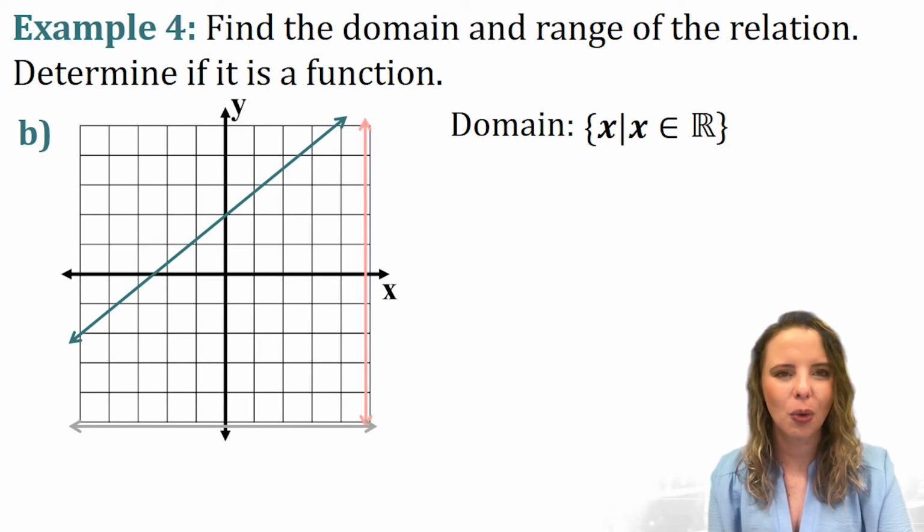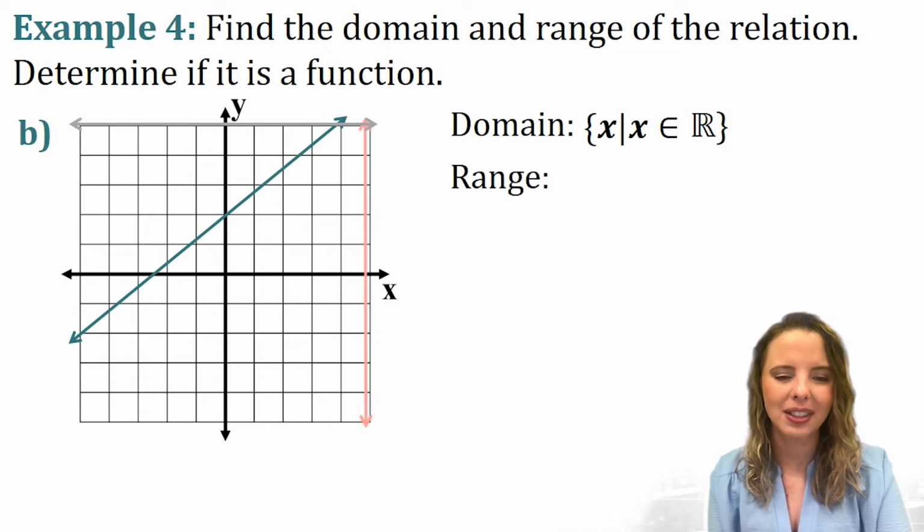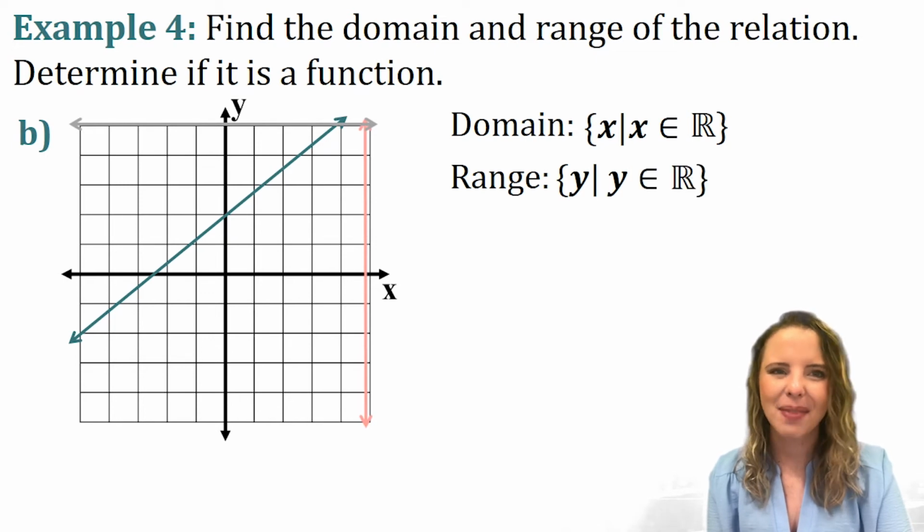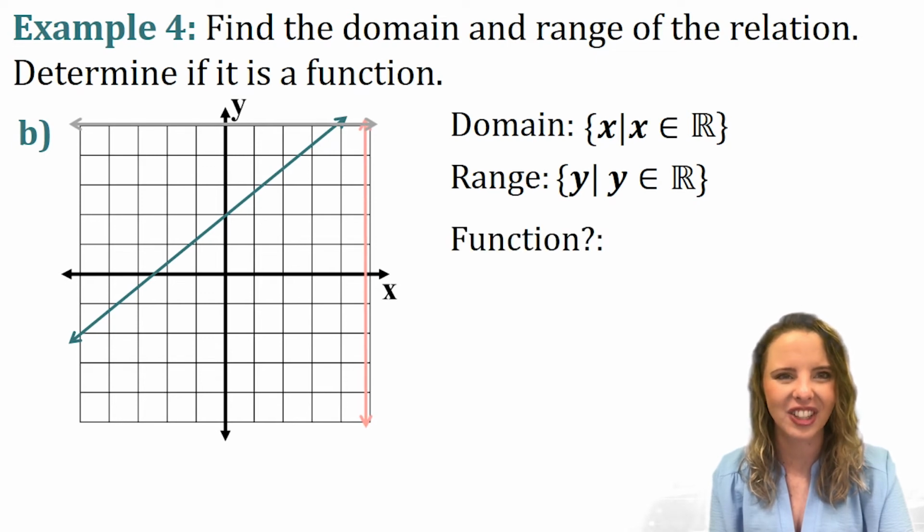Same idea with the range. We are going to do a horizontal line, starting at the bottom and dragging it all the way up. Is there anywhere this function is not going to be? No. So our range is still all real numbers. So we have y such that y exists in all real numbers. And make sure you use braces instead of brackets. Lastly, is this a function? Yes, it is, because it passed the vertical line test.